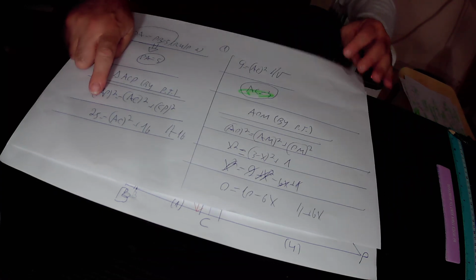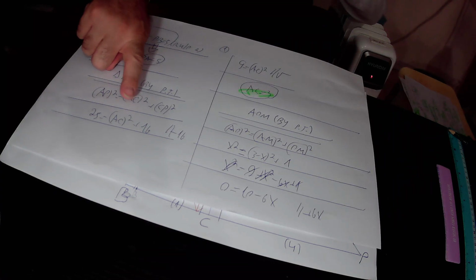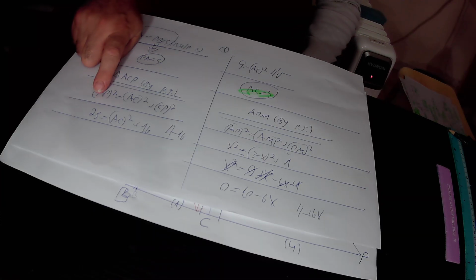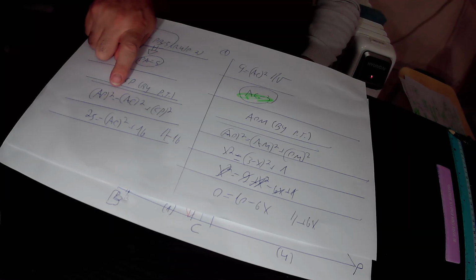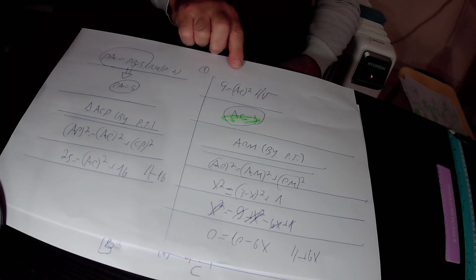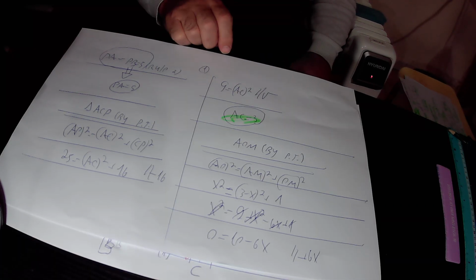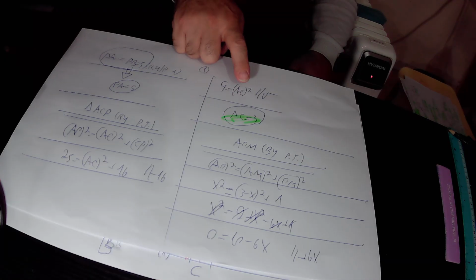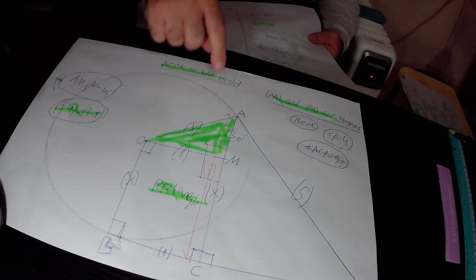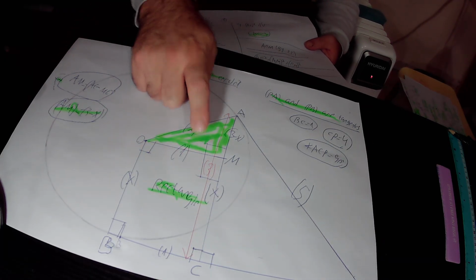So in total, we find that 25 equals AC squared plus 16. Here we subtract 16 from both sides, and we find that AC squared equals 25 minus 16, that is 9. So AC squared equals 9. Taking the square root, the missing side AC equals the square root of 9, that is 3. This is the missing side AC, which equals 3 units in length.